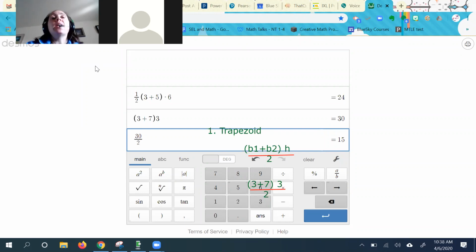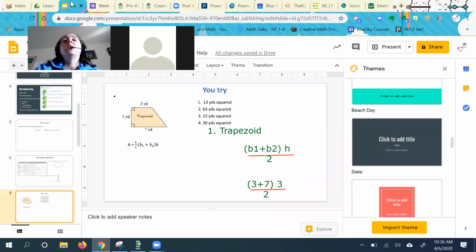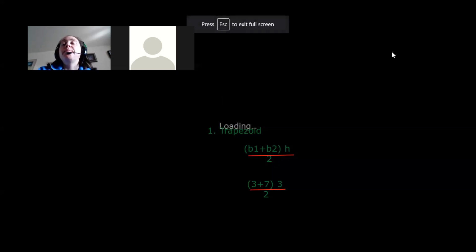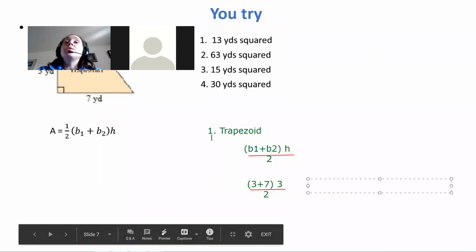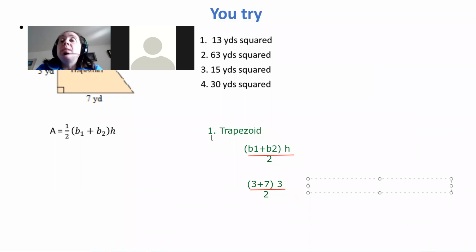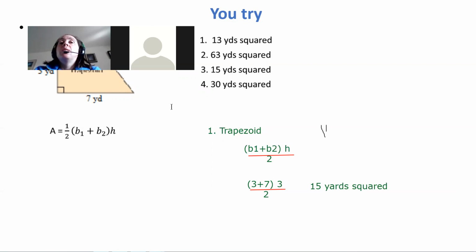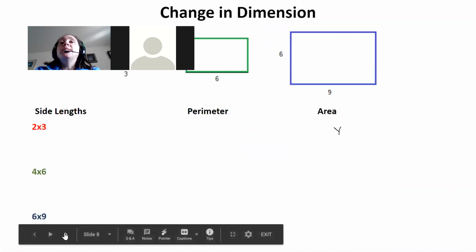Yep. Good job. Sam, I like how you put that all out there. Mariam, even with your work, that's really good. Very good, you guys. So yeah, you can use Desmos. You don't need to. You can just do the math. Just an option. So we would say our answer is 15 yards squared. Don't forget, guys, to square your units there. Cool. Makes sense?